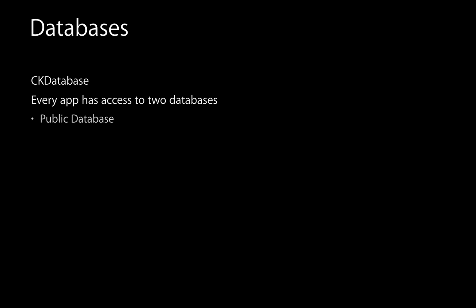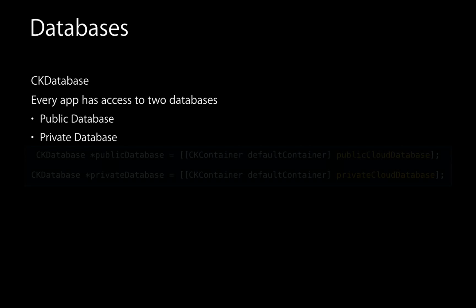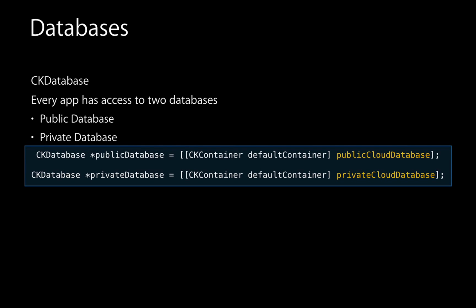So, databases. Databases are exposed in our API as a CKDatabase class. Every application has access to two of them, the public and the private. Let's have a look at a little bit of code. The container is the initial entry point into CloudKit. Here we see that I'm talking to my default container and getting its public database. I can also talk to the default container and get its private database.